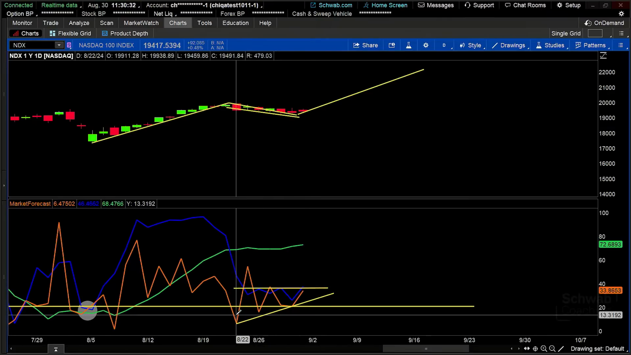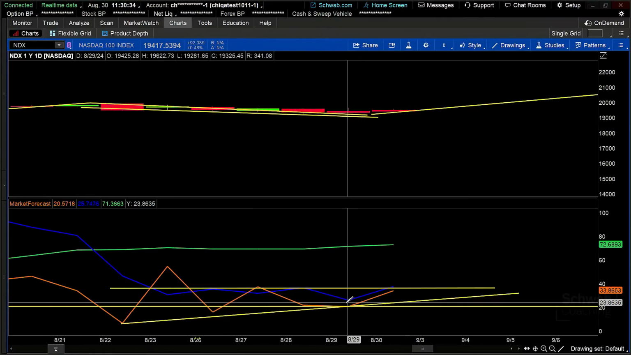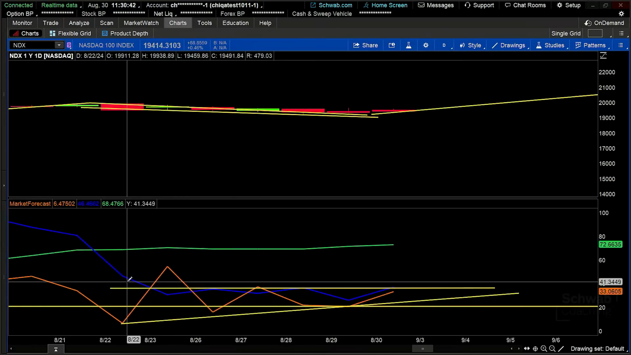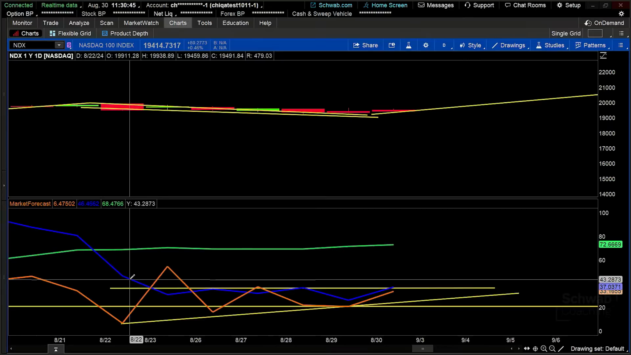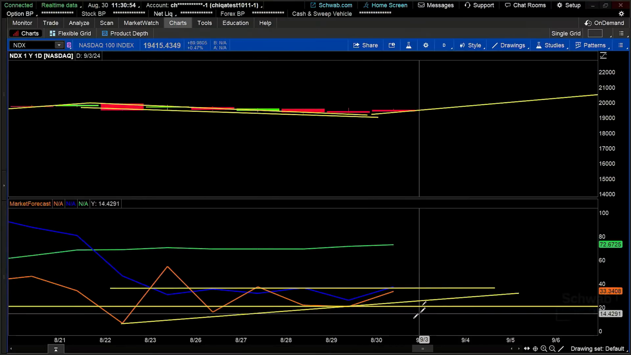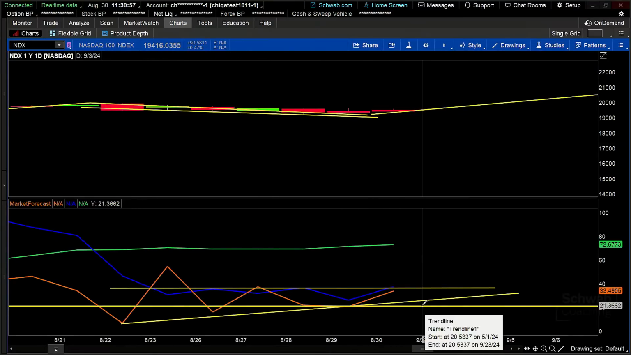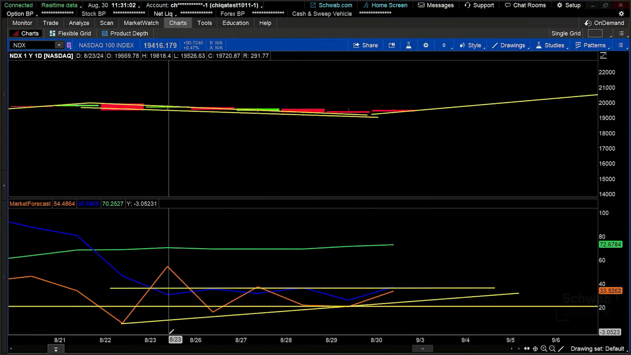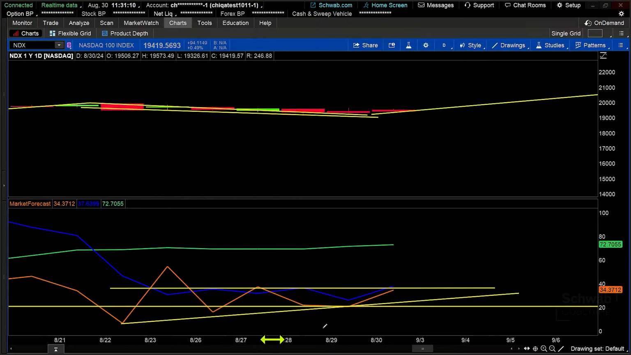Okay, let me see if I can break it down a little bit. Once again, this orange line, and let me zoom out so that we can see it a little more clearly. The orange line that we're looking at here is the fastest of the three lines. The blue line is next fastest. The green line is the slowest of the three lines. So what this configuration is telling us very simply is that as price is pulling back, the momentum is starting to shift bullishly, right?